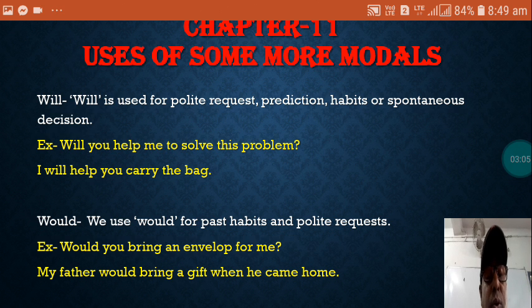My father would bring a gift when he came home. In this sentence, the habit of father is displayed through the use of would. My father would bring a gift when he came home means my father used to bring regularly. It was the habit of my father to bring a gift when he came home.